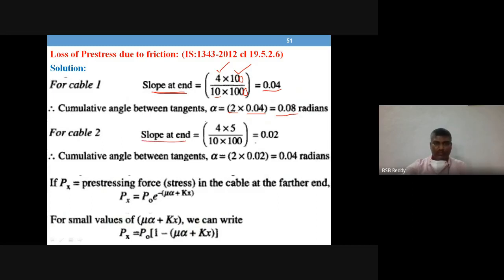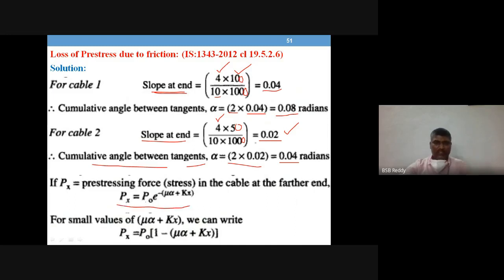Cable 2, 4 times E is only 50 mm because support 0, center 50, and 10 meters, this is 0.02. Again cumulative angle is 2 times, both half of the cable you have calculated for this. Full cable 0.04 radians. Now substitute all these values into this.